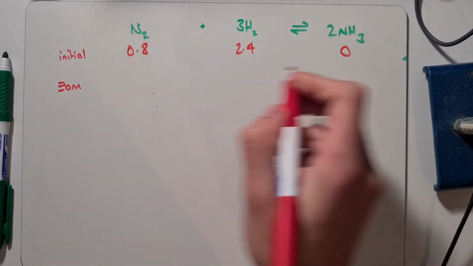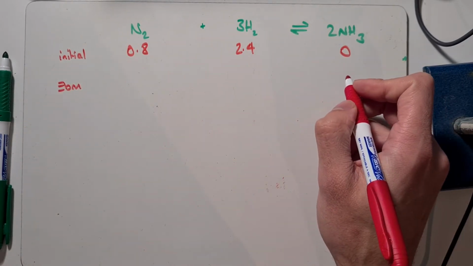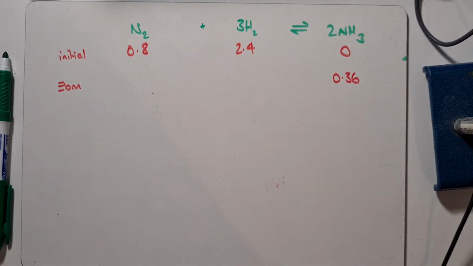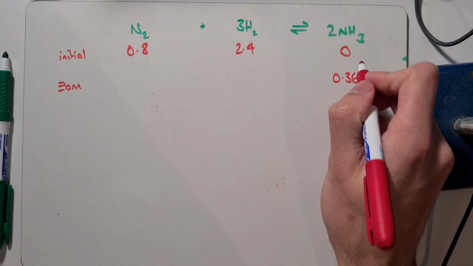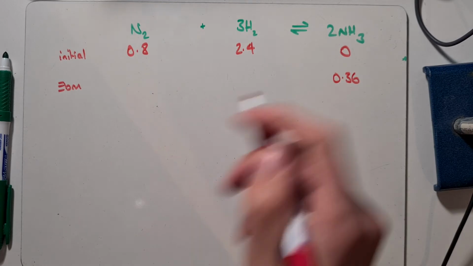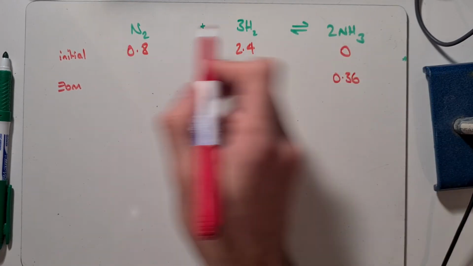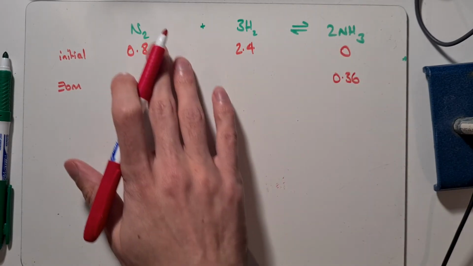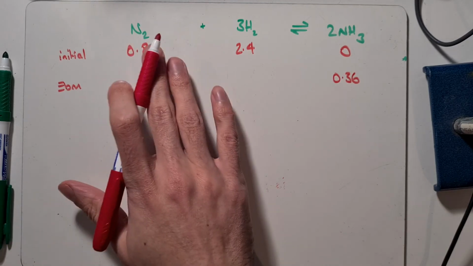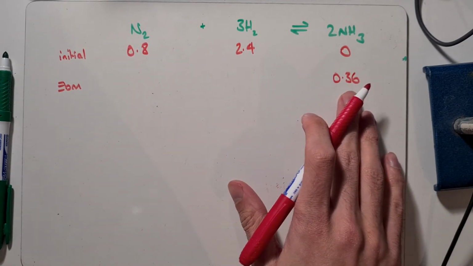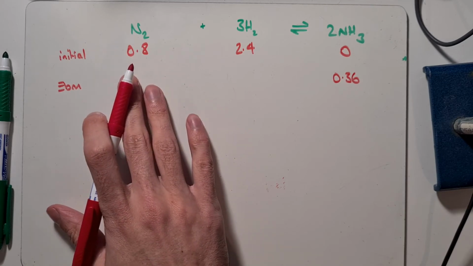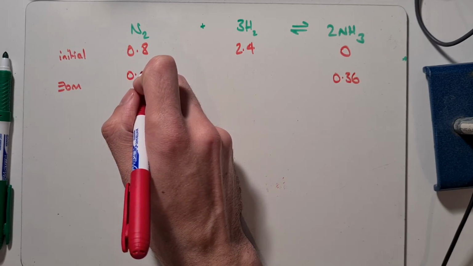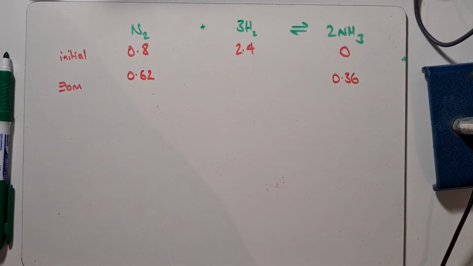And at equilibrium, there are 0.36 moles of NH3, so that has increased by 0.36. If we then work backwards and look at the nitrogen, this is a 1 to 2 ratio. So for every 2 moles of this formed, 1 mole of nitrogen is reacted. So we've got 0.36, so 0.18 must have reacted, half of this, and that gives us a new equilibrium mole value of 0.62.